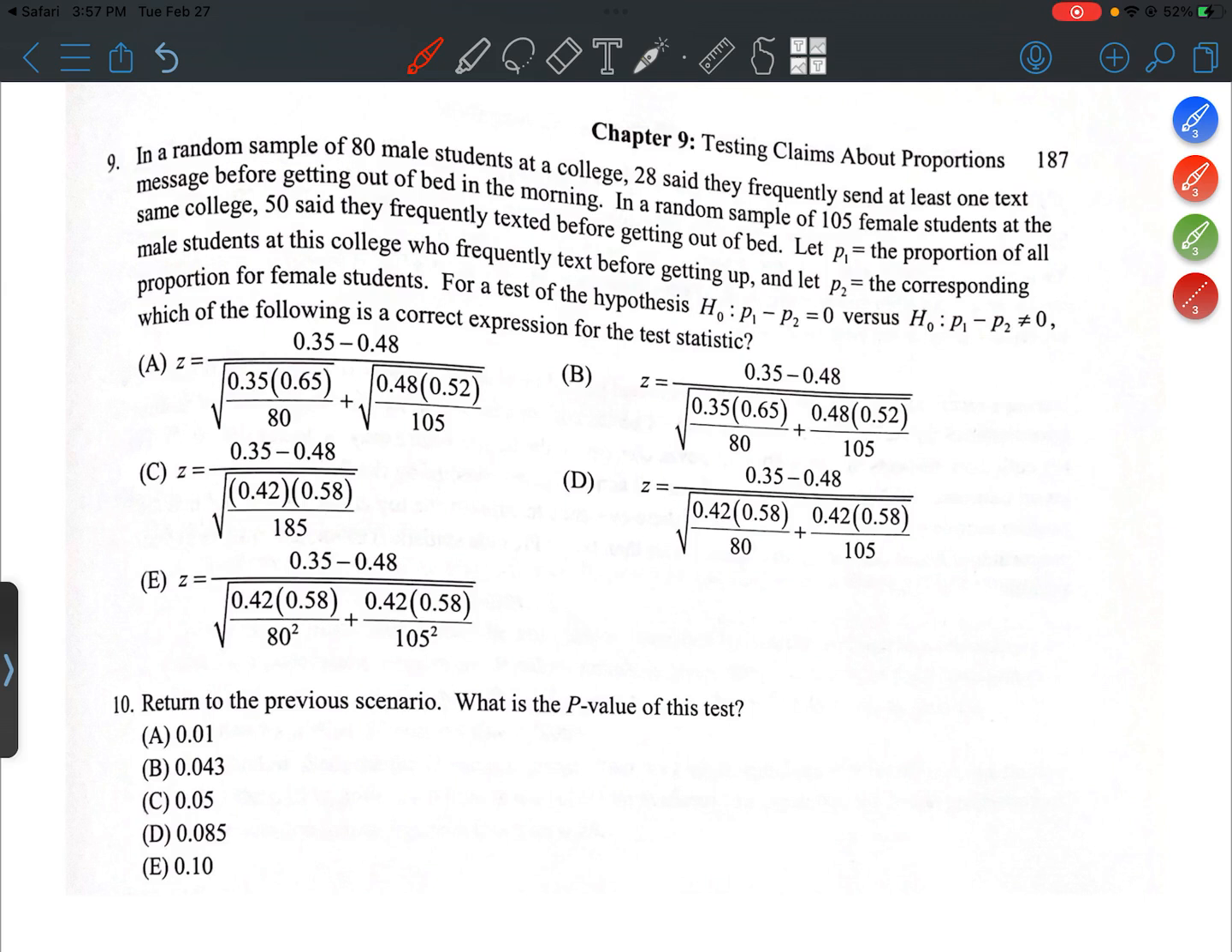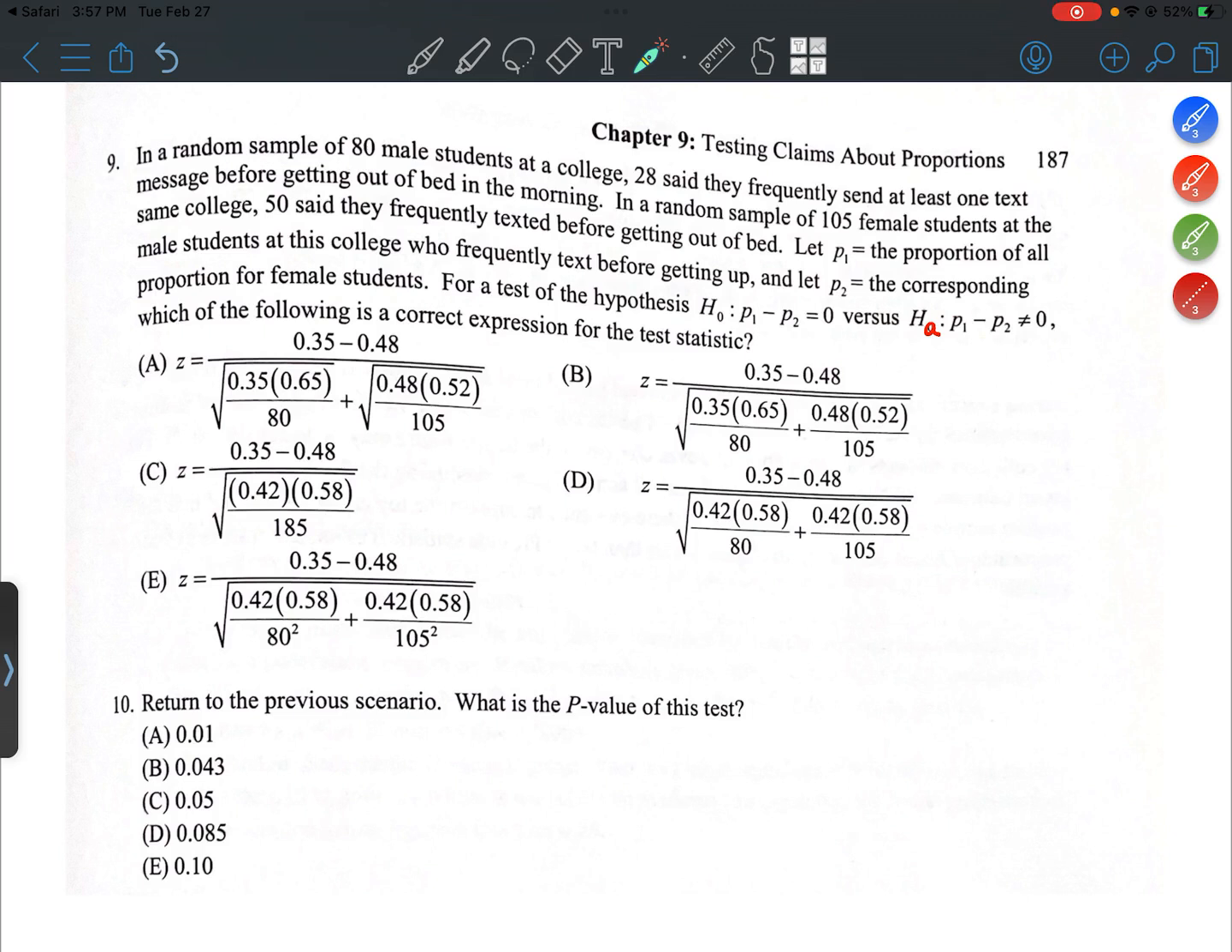For a test of the hypothesis H0: P1 minus P2 equals 0, so this is saying there's no difference between the groups, versus H0, I think that must be a typo, this should say HA: P1 minus P2 is not equal to 0, so that's equivalent to saying that there is a difference in the proportions of these two groups. Which of the following is a correct expression for the test statistic?